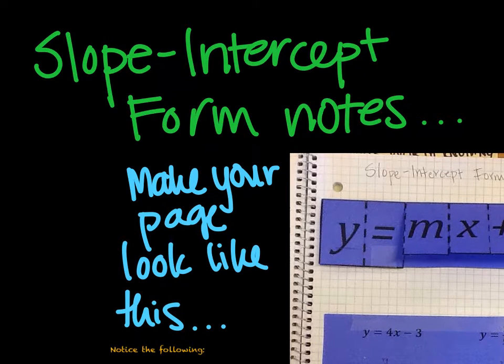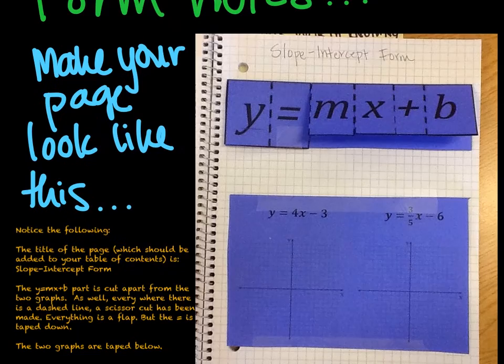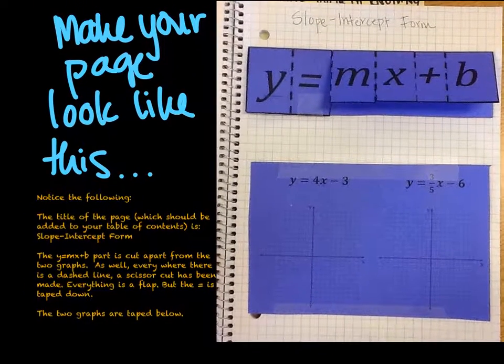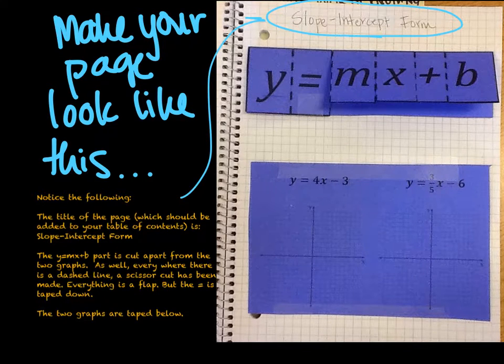Hello, dear students. Today we are looking at slope-intercept form notes, and so your page will look like this. Notice we have a couple of important things that we need to focus on. The title of your page should say slope-intercept form, and you should also add that, please, to your table of contents. So do that now. Pause the video if you need to.